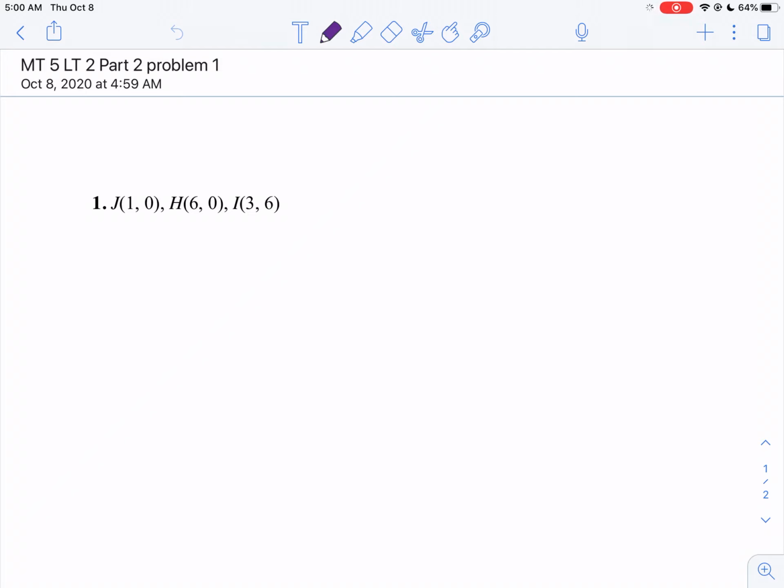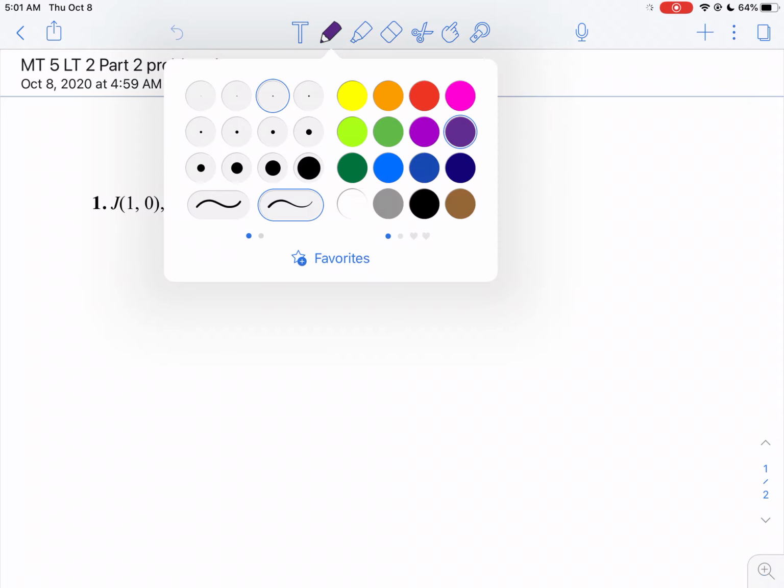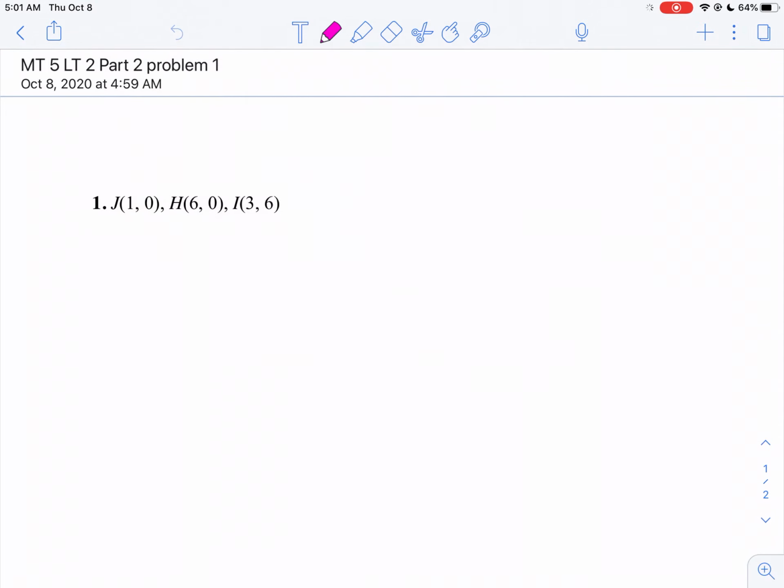Hello, we're going to take a look at problem 1 on page 2 of your MT5 LT2 assignment. You're supposed to find the orthocenter here. The orthocenter is where two altitudes intersect. So first thing we're going to do, let's sketch the graph. It doesn't have to be too accurate.